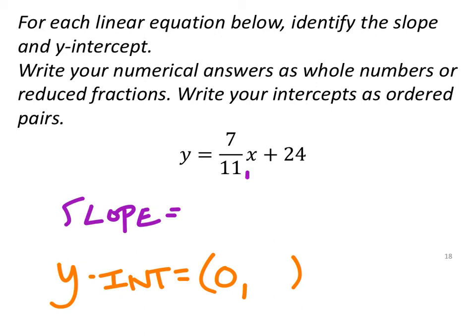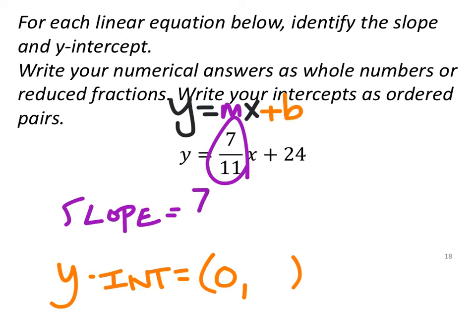Well, the slope on this one is the coefficient of x, because it's in slope-intercept form, right? It's in this form y equals mx plus b. And m is the slope, the coefficient of x, and b is whatever's being added to it. So my slope, 7/11. And then the y-intercept is there at 0, 24. I feel like there's some kind of 7-11 pun in there, but I don't know what it is. So slope is 7/11, and the y-intercept is 0, 24.